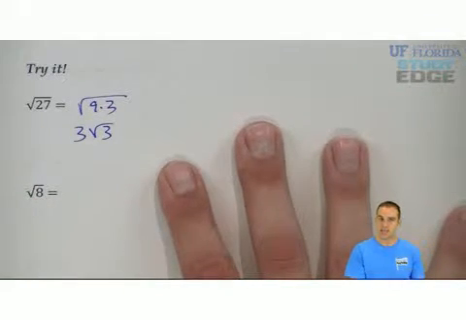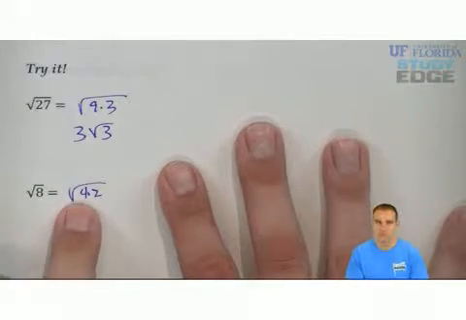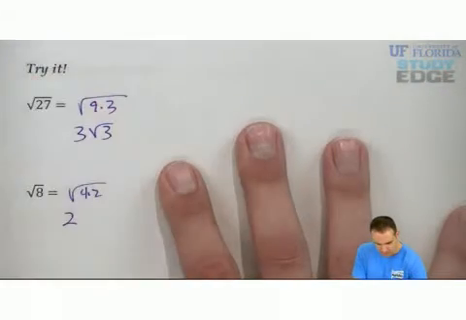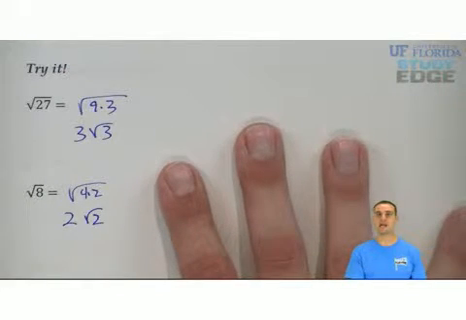Square root of 8. 8 is 4 times 2. And I have a perfect square of 4. The square root of 4 is 2, with a square root of 2 left over. At the same time, if you need to write it all out, by all means go ahead.